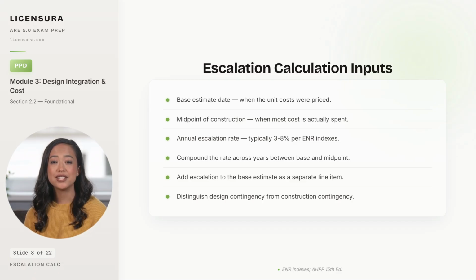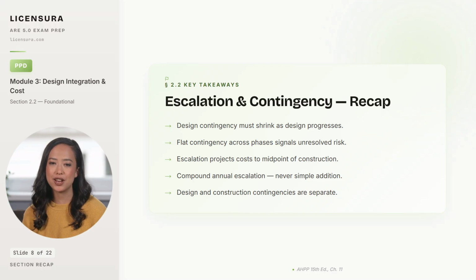And you distinguish design contingency from construction contingency in the documentation. They cover different risks, they belong to different parties, and conflating them confuses the owner and weakens your position when scope changes arrive. Walk away with these 5 takeaways, and you will defend any contingency and escalation question the exam throws. 5 takeaways on cost escalation and contingency.